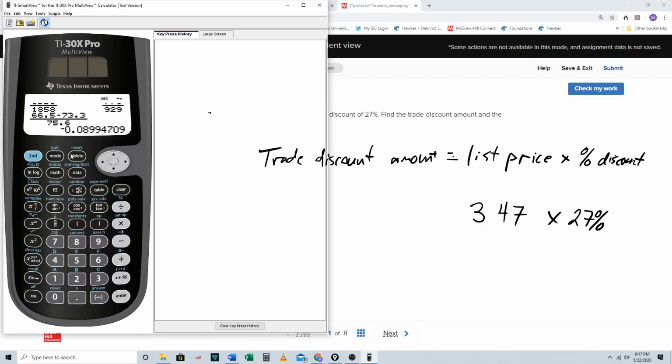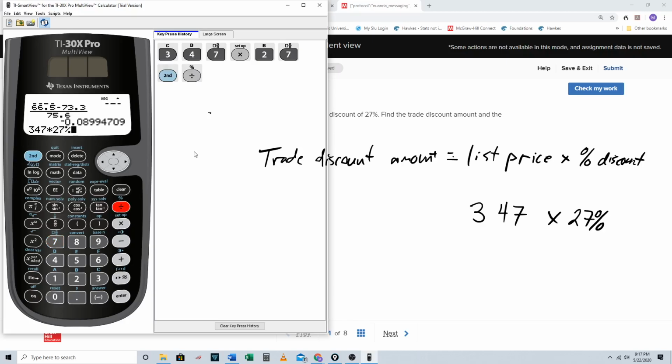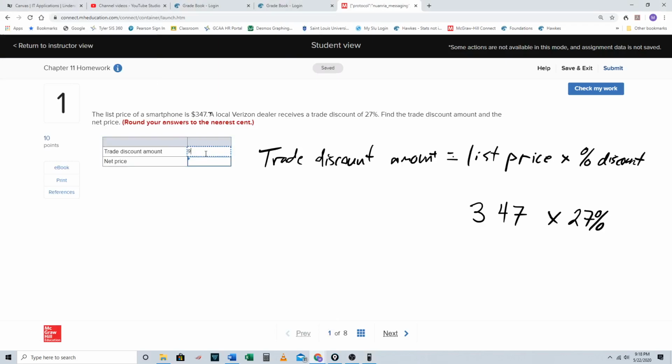All right, so we have 347 times 27%. Let me see if this works. Nope, doesn't work. Okay. Try to type in percent, but that doesn't work. Okay. Enter, and it gives you 93.69. So amount of discount is 93.69. There needs to be a decimal in there. There we go.